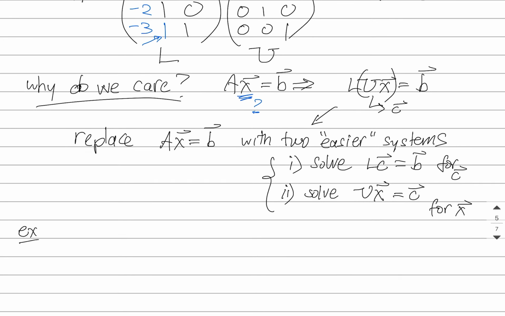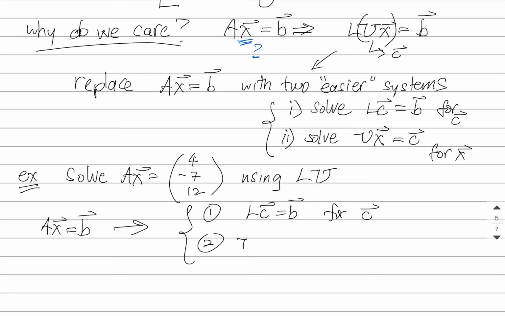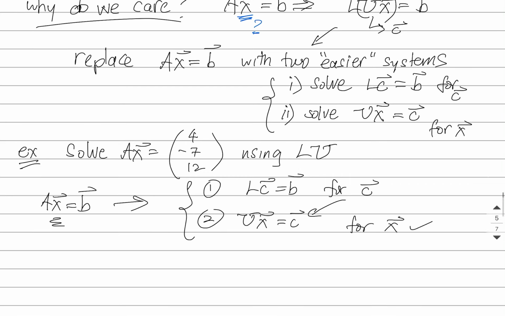As an example, let's solve the matrix that I gave you, AX equals the following: 4, -7, and 12, using the LU factorization. The LU factorization works like this. Let's take that system and replace it with a two-step process. Number one, we solve LC equals B for some intermediate vector C. Then we solve UX equals that same answer on the right-hand side for X. That's going to give us the solution that we want.